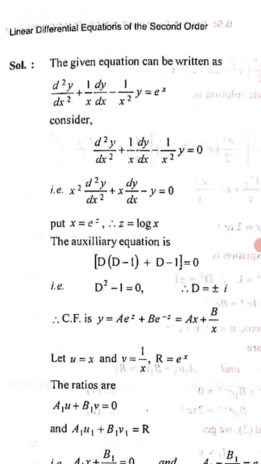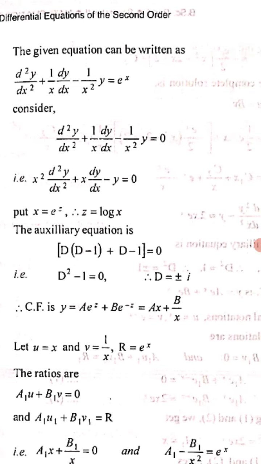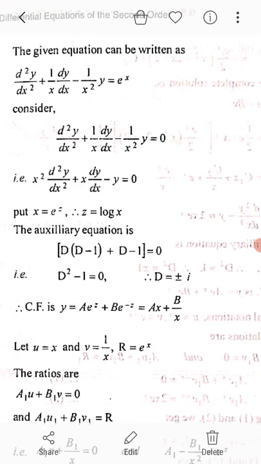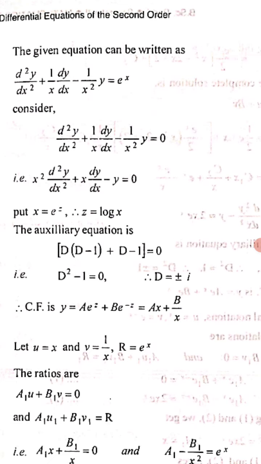Put x is equal to e raised to z, therefore z is equal to log x. The auxiliary equation is D into D minus 1 plus D minus 1 is equal to 0. That is D square minus 1 is equal to 0, therefore D is equal to plus minus 1. So the CF is y is equal to a e raised to z plus b e raised to minus z, that is ax plus b divided by x.